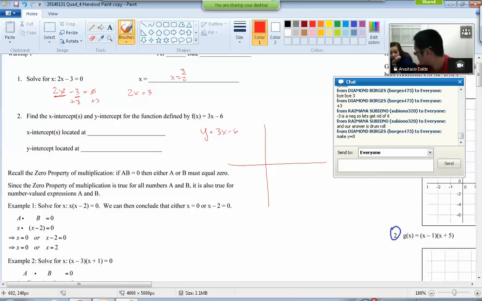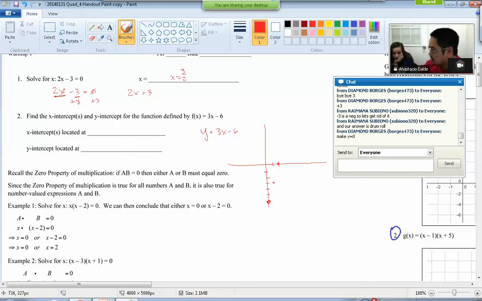What is the b in this case? Negative 6, so it's down 6. 4, 5, 6. And what is the m in this case? The slope? 3, so it's 3 over 1, really, right? So that means up 3, 1, 2, 3, across 1. Up 3, 1, 2, 3, across 1. So where does it cross the x-axis?